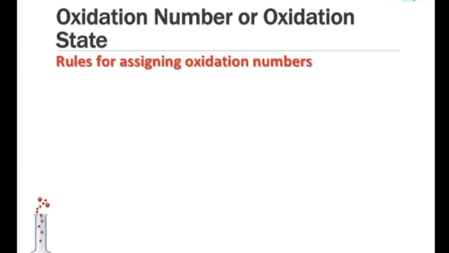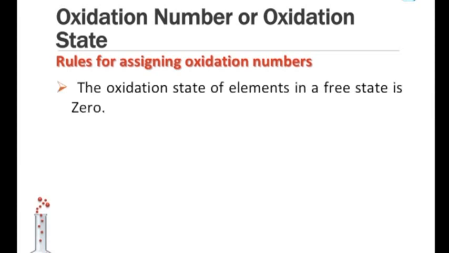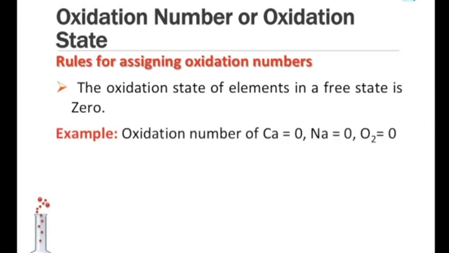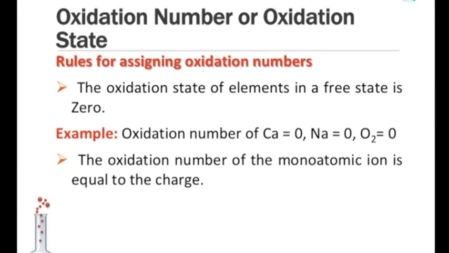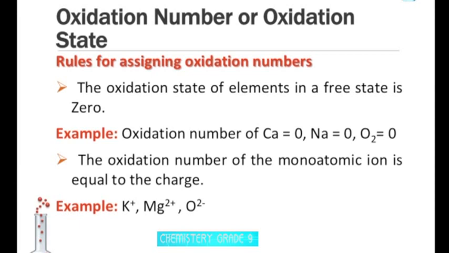There are rules for assigning oxidation numbers that will help you out a lot when doing these problems. First of all, the oxidation state of elements in a free state is 0. Calcium, sodium, oxygen, and chlorine in the last example will always have an oxidation state of 0. The oxidation number of a monoatomic ion is equal to its charge. So after the reaction, the sodium had a +1 charge, which means its oxidation number was +1. The potassium here is +1, the magnesium here is +2, the oxygen here is -2.